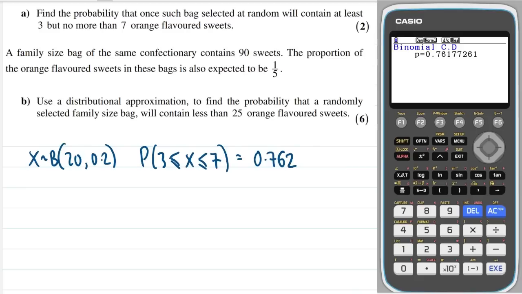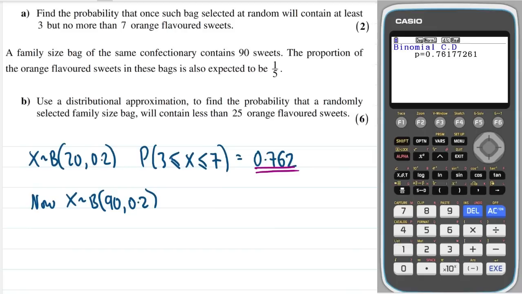Okay, perfect. Next part says a family-sized bag of the same confectionery contains 90 sweets and the proportion is the same. Use a distribution approximation to find the probability that a randomly selected family bag will contain less than 25 flavoured sweets. Okay, so now the distribution is binomial and 90 is the number of trials.